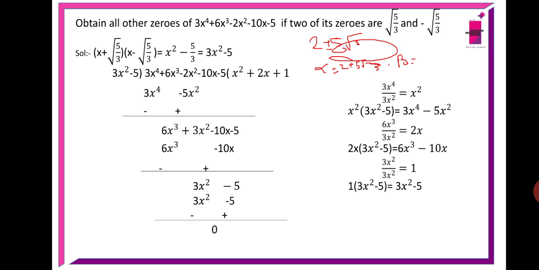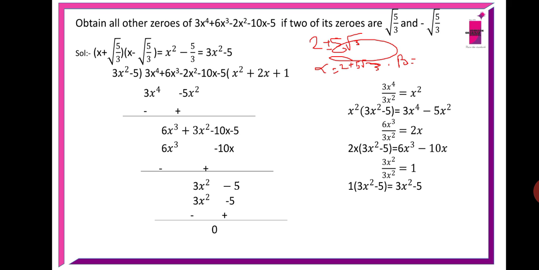We multiply x plus root 5 by 3 into x minus root 5 by 3. After simplification, it looks like a plus b into a minus b gives a square minus b square, so the root gets cancelled. To take non-fractional numbers, we multiply the entire polynomial by 3. Now we get 3x square minus 5. When you divide 3x power 4 plus 6x cube minus 2x square minus 10x minus 5 by 3x square minus 5, you get remainder 0 because we have divided by the product of the factors.